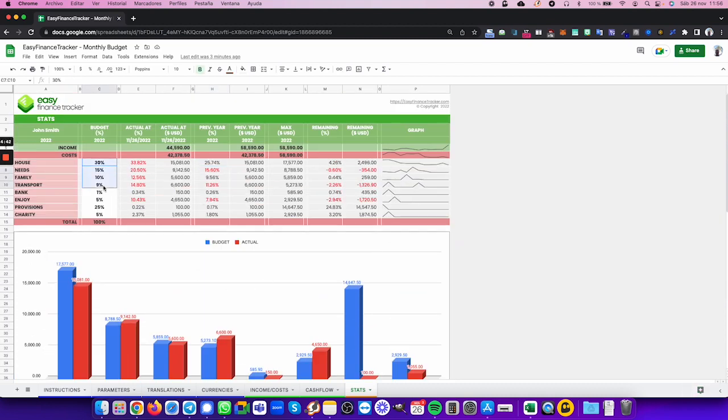So, the statistics graphs change by themselves, depending on the percentages that we have set here. As mentioned, you can change them as you wish.